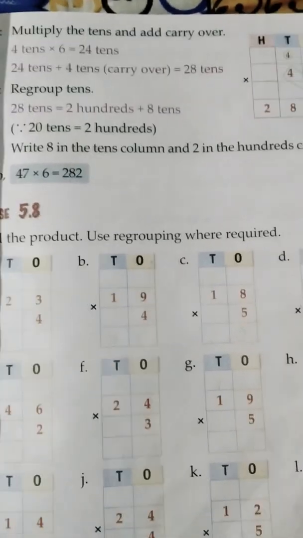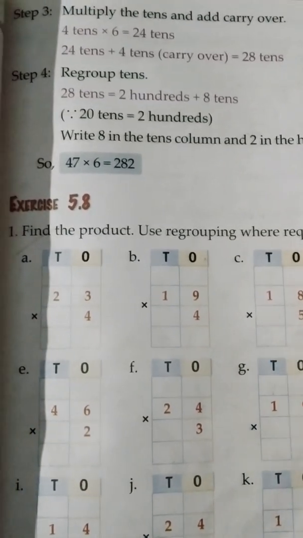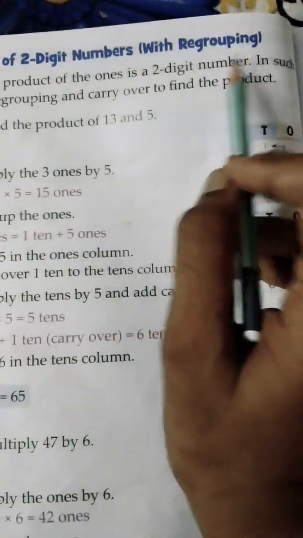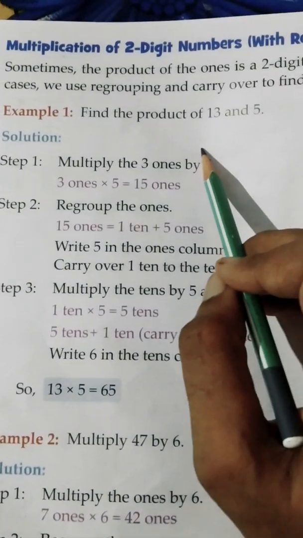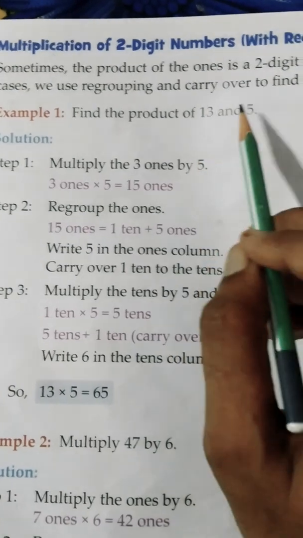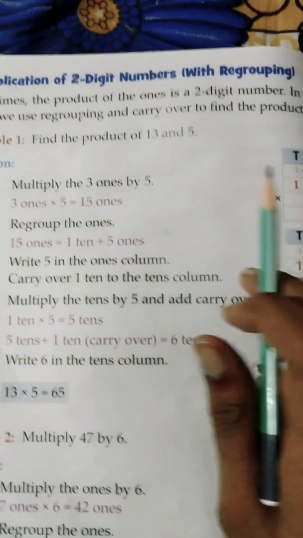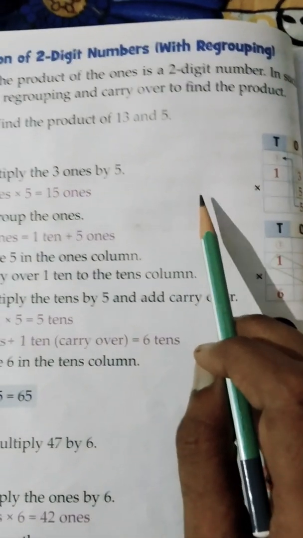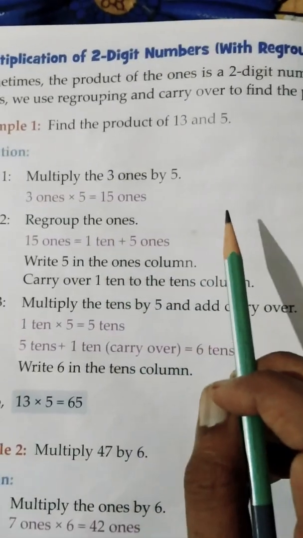Class, before we start this exercise, firstly read this. Multiplication of 2-digit numbers with regrouping. In this question, you have to solve 2-digit numbers with regrouping. With regrouping means in this you have to carry a number. You have to add the carry number with the next digit.